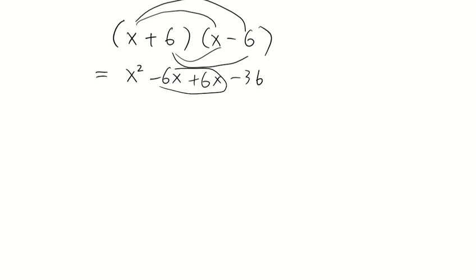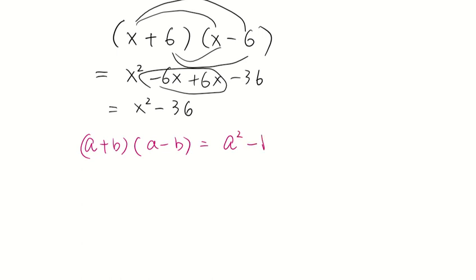The middle 2 terms cancel out. So you have x squared minus 36. This is one way to do it. Kind of slow. There's a shortcut, which is the formula. The formula is a plus b times a minus b. This is equal to a squared minus b squared.